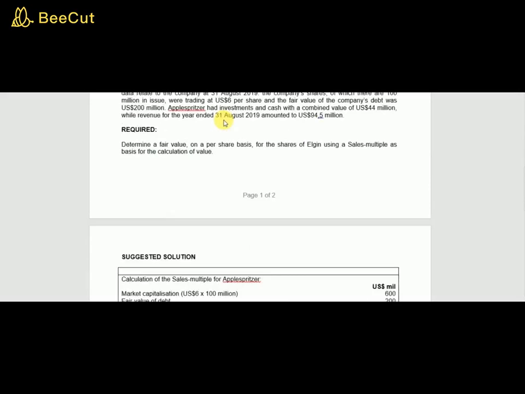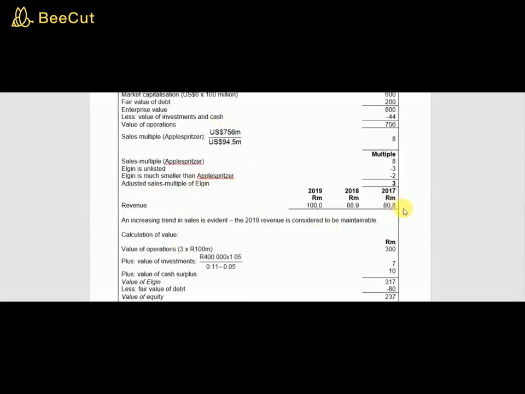So in this example, what do I do? I outline my revenue: 80.8, 80.9, 100. I can see it's going up reasonably the same each and every year. So it's an increasing trend. Therefore, I know my 2019 figure is deemed to be maintainable. In other words, it'll increase like that into the future, which takes into account that growth. So if I want to calculate the determination of value, I've now got my revenue figure of 100 and my multiple of 3, one multiplied by the other to get my value of operations as 300 million.